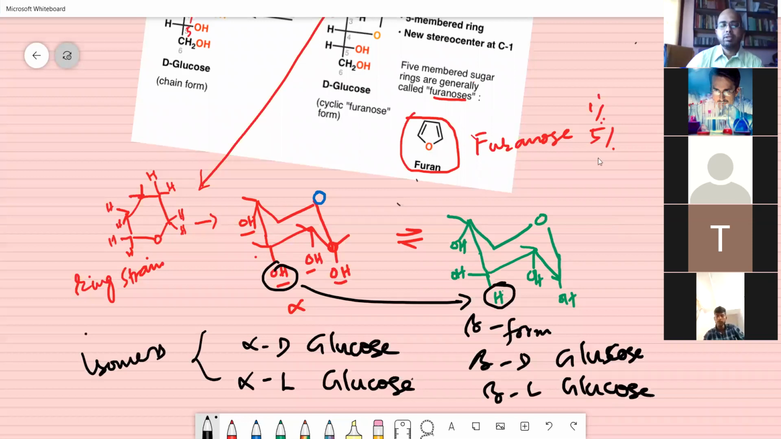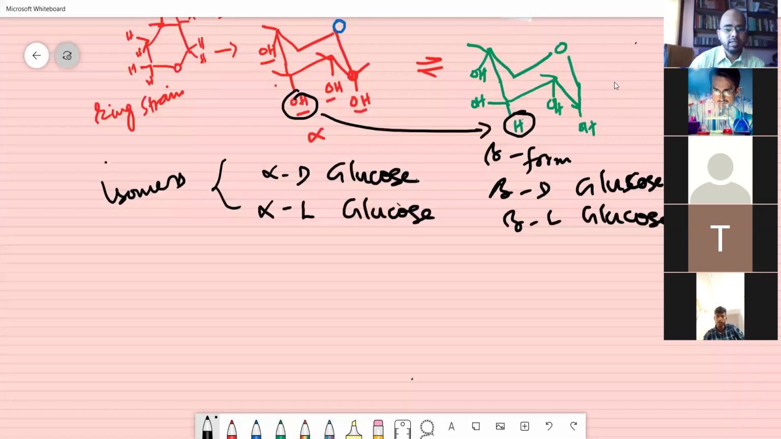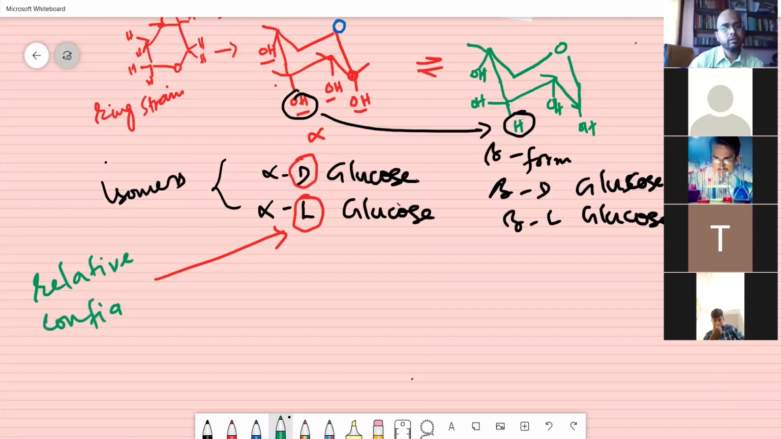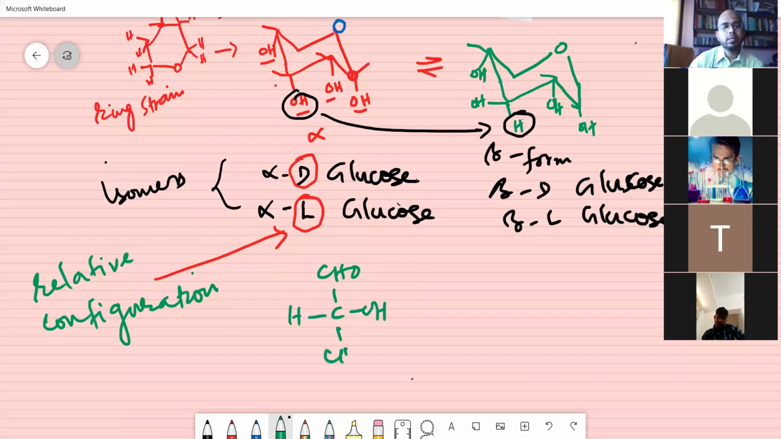Again, I would like to remind how you got these D and L forms. DL is known as relative configuration. Why? Because we derived it from CHO, COH, CH, and CH2OH. Because OH is on the right, it is called the D-glycerol.